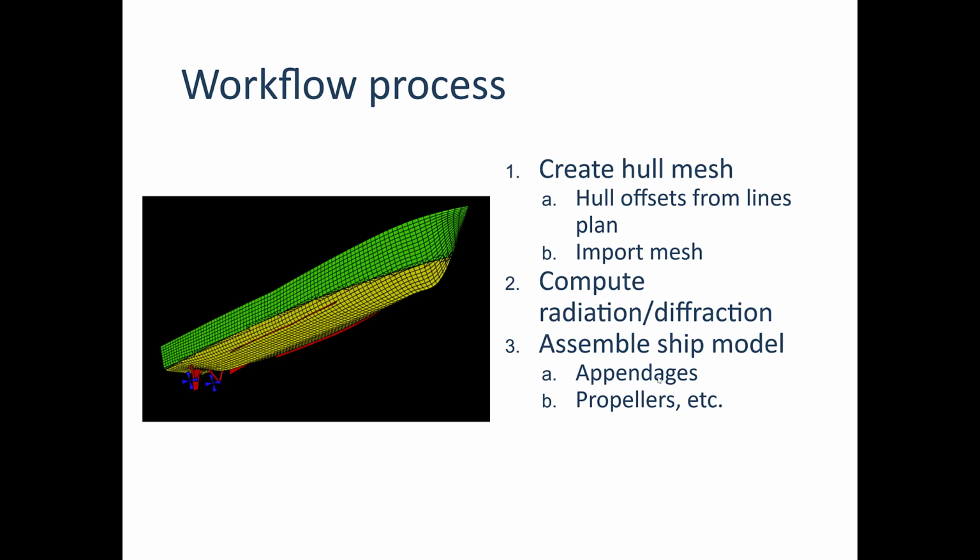This is where appendages like bilge keels, skegs, rudders, and things like that, as well as propeller models, are all assembled. These represent viscous models and effects that are added and then superimposed on the entire ship model and used in resolving the total motion of the ship, in addition to the wave radiation and diffraction forces.